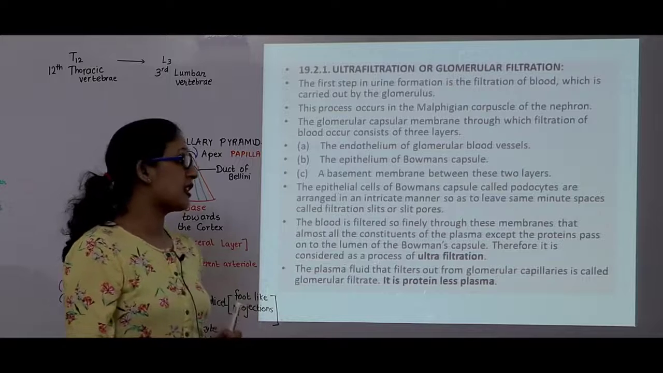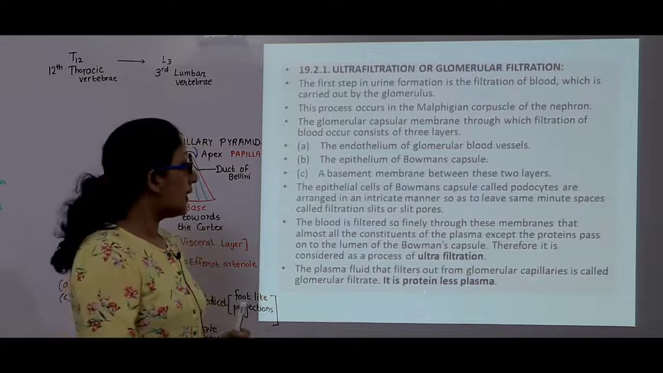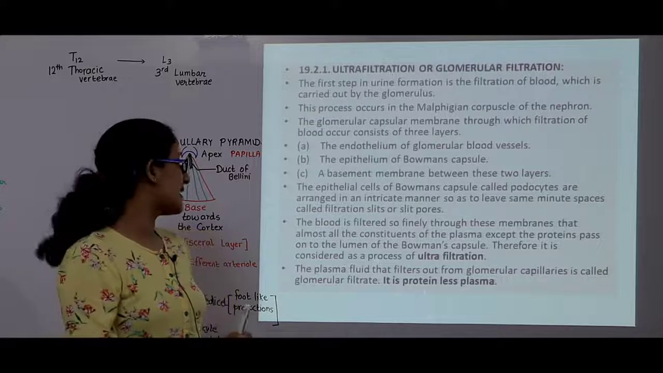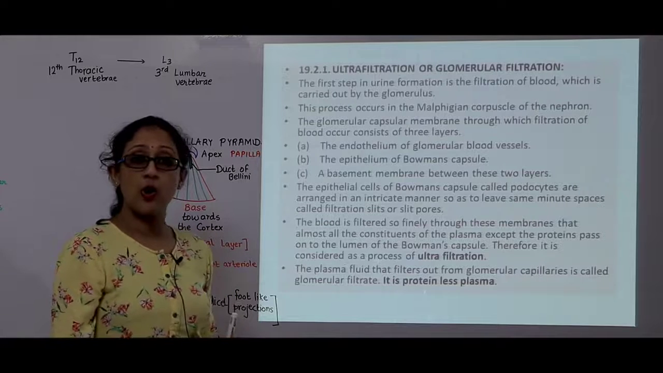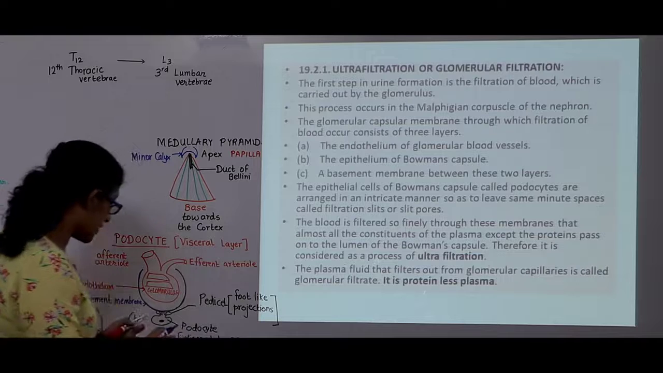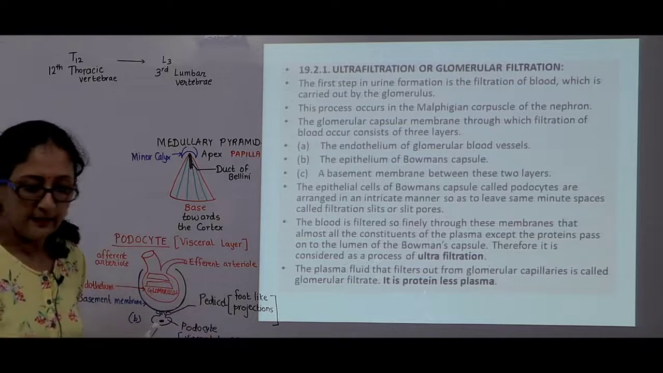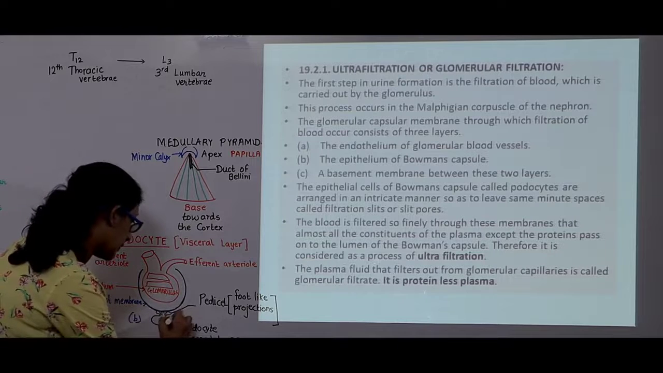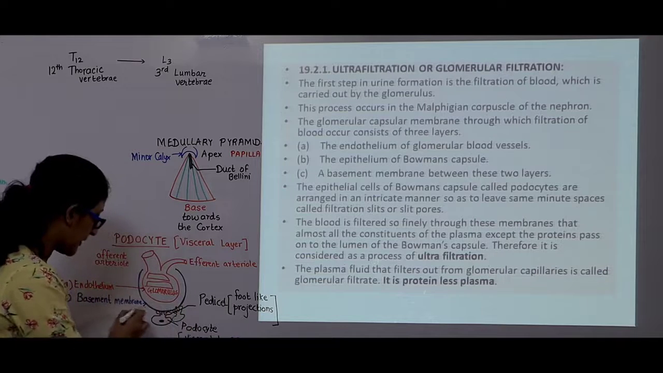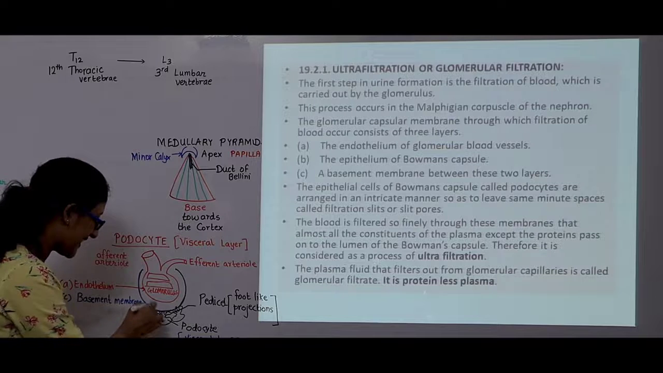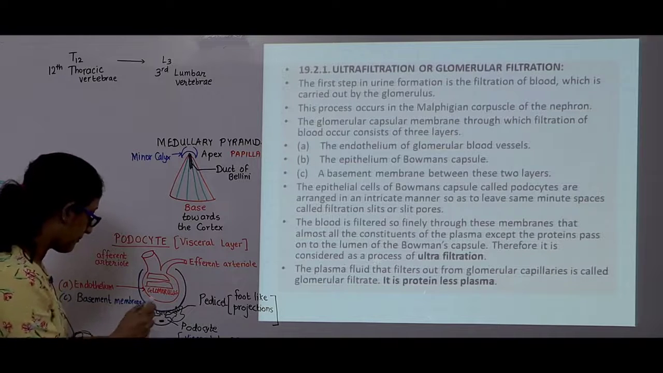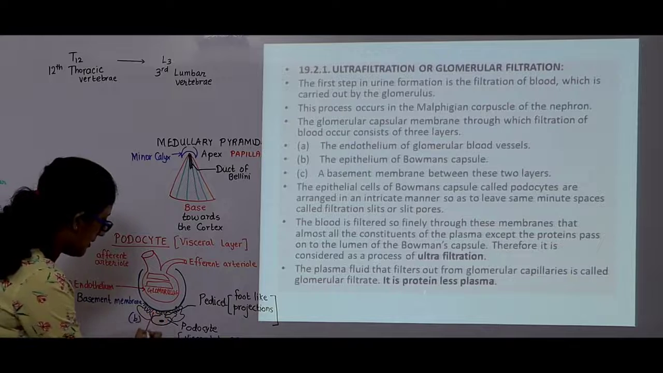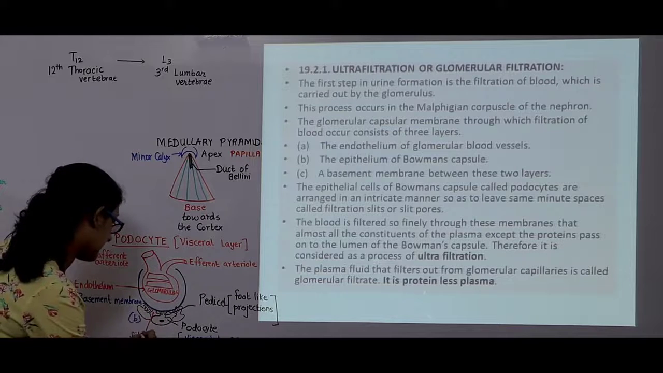They are arranged in intricate manner to leave the minute spaces called filtration slits or pores. So where are the filtration slits? So already I have drawn one podocyte. I will draw another podocyte over here. So between the two cells, this gap is called the filtration slits.